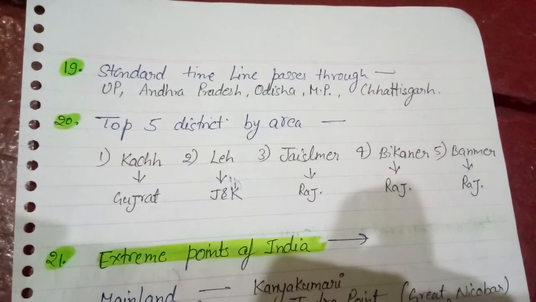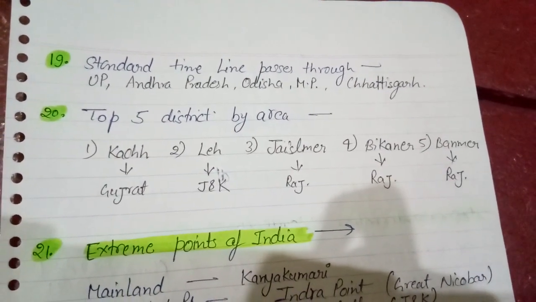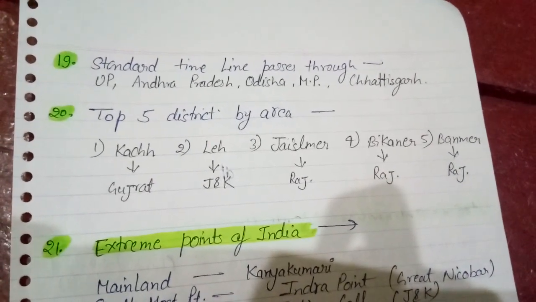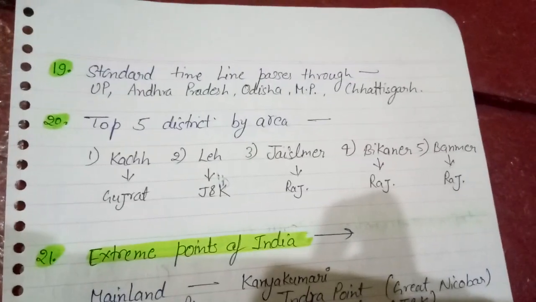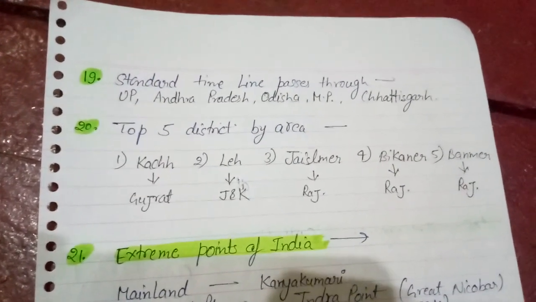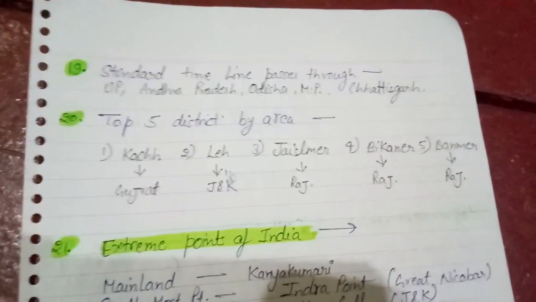Top 5 districts by area: Kutch, Leh, Jaisalmer, Bikaner, Barmer. Kutch lies in Gujarat, Leh lies in J&K before the division of J&K into two union territories. Jaisalmer, Bikaner, Barmer, all three lie in Rajasthan.